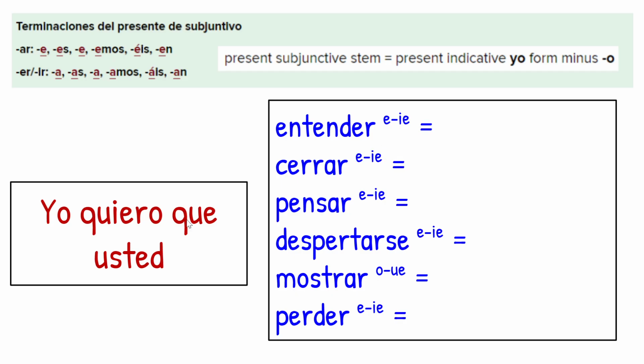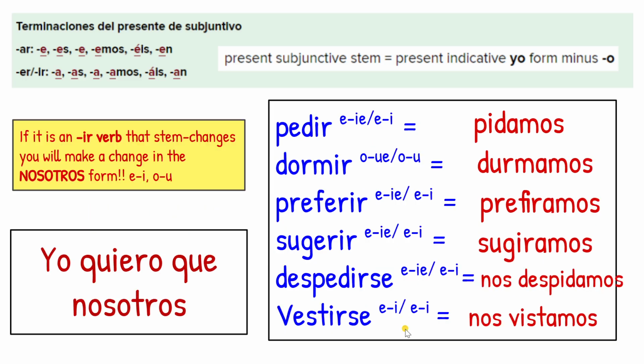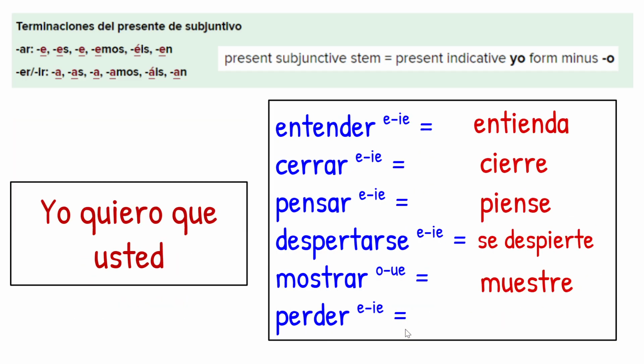So, if the subject is usted, that's third person, and you're going to end in an A or E, depending on the verb ending, and I need to make the stem change. So my E changes to IE and I switch to the opposite vowel. Yo quiero que usted entienda. Yo quiero que usted cierre. Yo quiero que usted piense. Yo quiero que usted se despierte. Yo quiero que usted, see, this just goes crazy sometimes, muestre. Yo quiero que usted pierda.